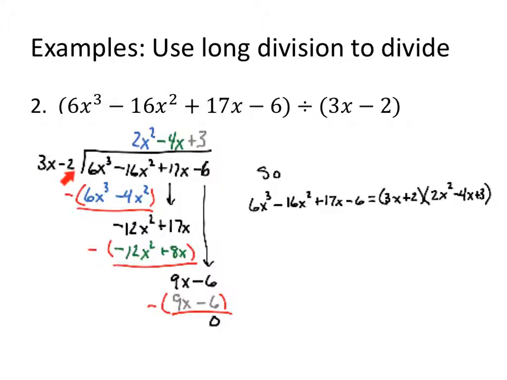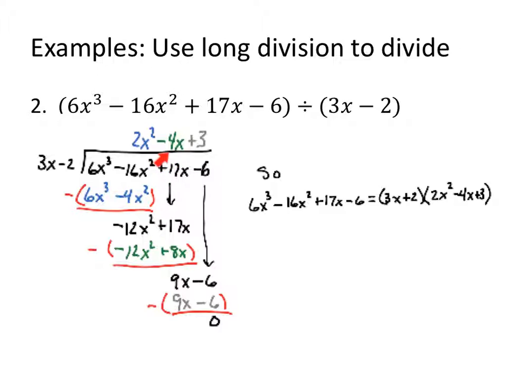2x squared times a minus 2 is a minus 4x squared. Draw the line, minus sign. So I make sure I subtract. Negative 16x squared plus 4x squared gives me a negative 12x squared. And I ask myself, what do I multiply 3x by to get a negative 12x squared? Well, that must be a minus 4x.